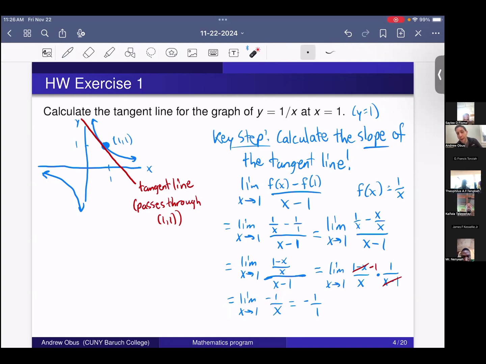If you want to factor out the minus 1 in the numerator, Enoch, that's fine also. That will also work. In either case, you're going to end up getting minus 1 over 1, which is going to give you minus 1 for the slope. Okay, so the slope is minus 1.